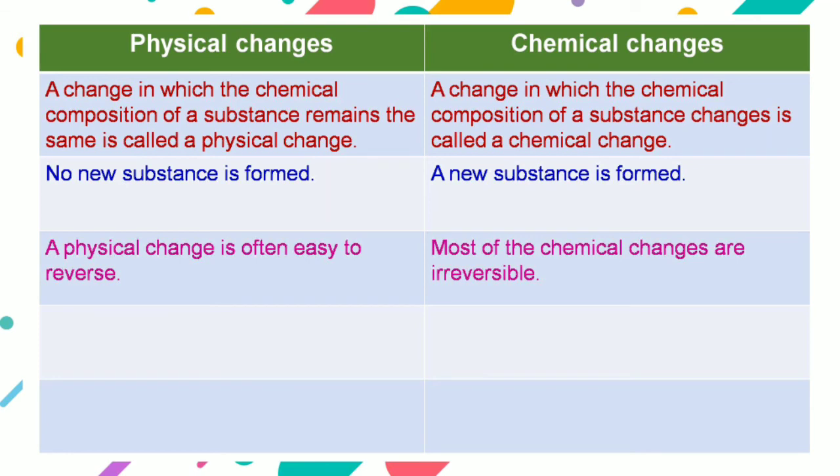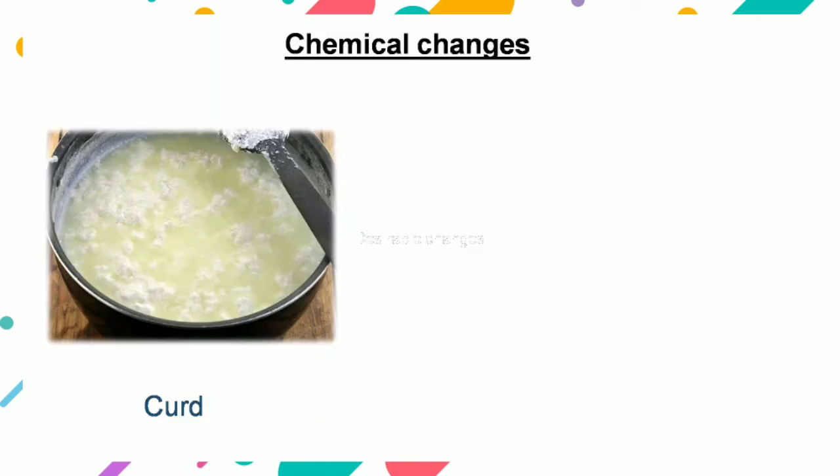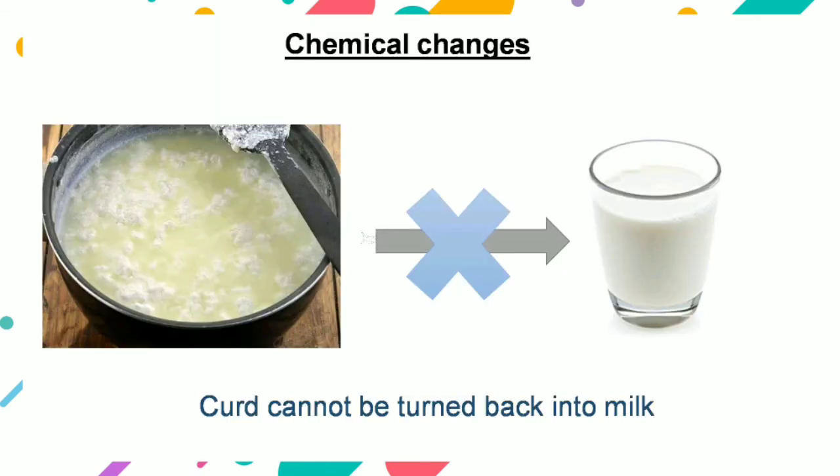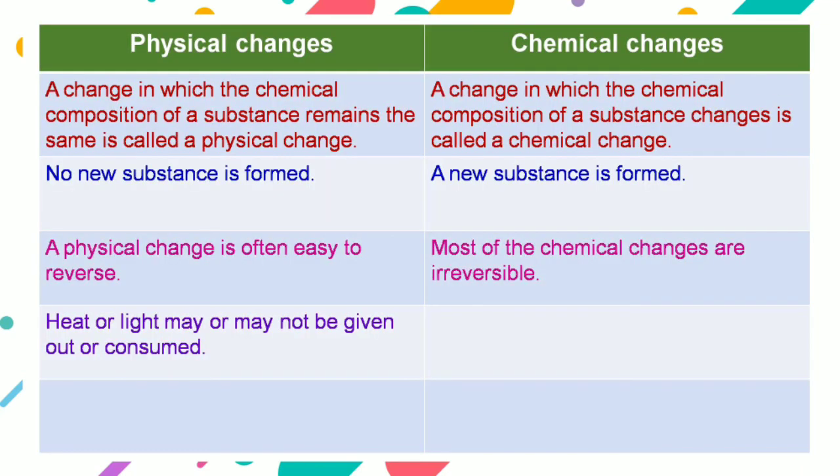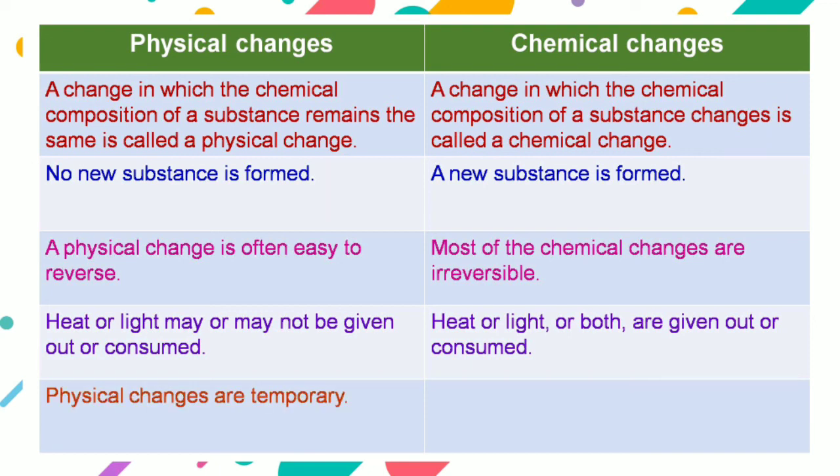For example, milk can be converted into curd, but curd cannot be converted back into milk. During a physical change, heat or light may or may not be given out or absorbed. But during a chemical change, heat or light or both are given out or consumed. As we can reverse the physical changes, so these are temporary changes. And since chemical changes cannot be reversed, hence chemical changes are permanent.